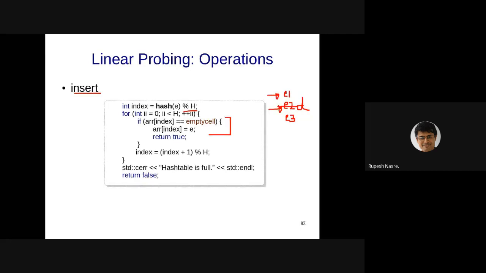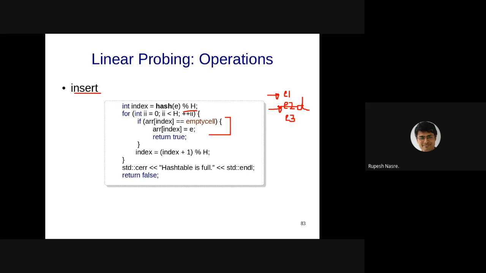If I keep track of a deleted cell, then I might be able to do something better, right? Then I can distinguish between an empty cell and a deleted cell, and then I'll be able to say that since this is deleted, maybe it was some other element. Let me go ahead and look for E3 further.